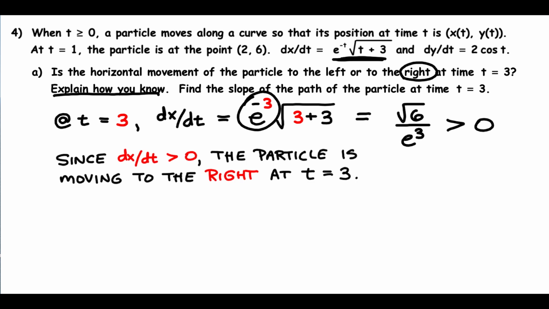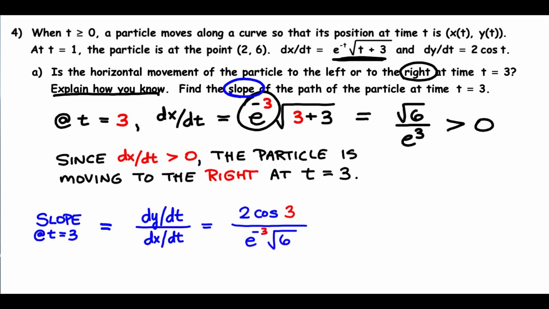Next up, we want to find the slope of the path of the particle at time t equals 3. Well, again, slope is derivative. It's dy/dx. In this case, it's dy/dt over dx/dt. And we know both of them. They're both given to us, so I can just put that right in. And instead of writing t's, I'm going to write 3's in the appropriate locations.